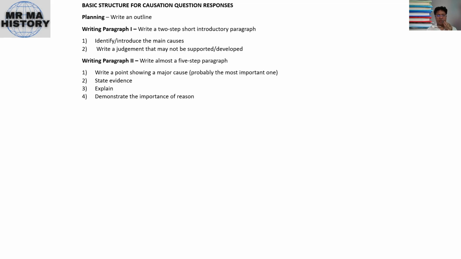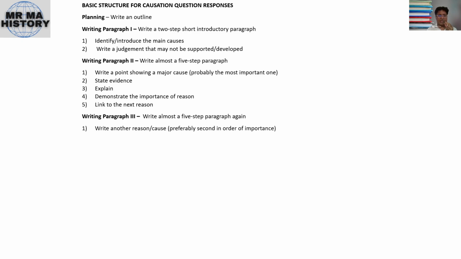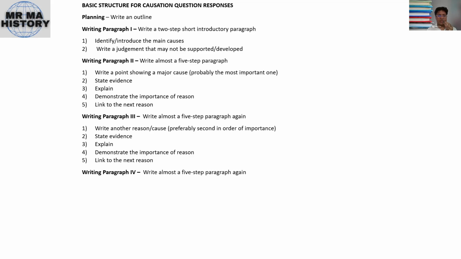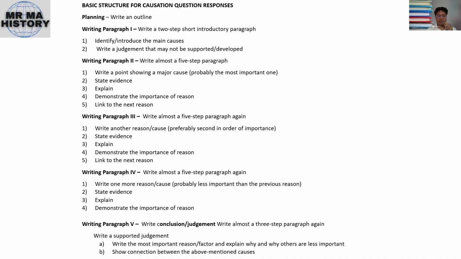Once you have done that, you will write a sentence or a few sentences that link this reason with the next one, the next paragraph. Then you are going to write the third paragraph. That is again a five-step paragraph in which you will repeat all these things. Once you have done that, you will write the following paragraph, and finally in your fifth paragraph you are going to write a supported judgment, in which you do two things.